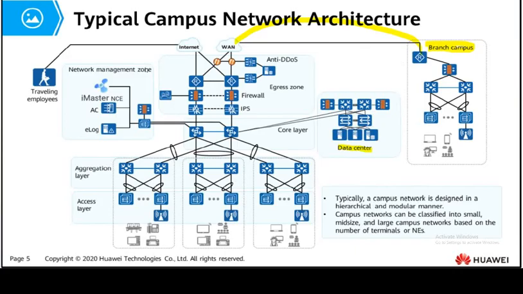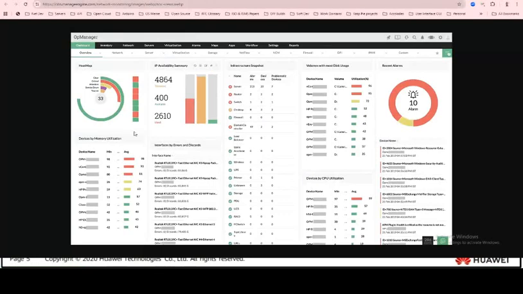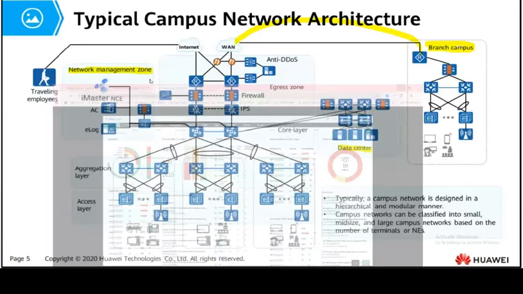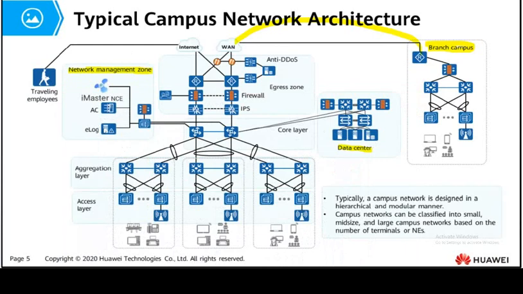Now, within the campus network, you'll also need to have what you call the network management zone. What is this zone? This is where you deploy servers which run network monitoring and management software. I showed you something like this. So where these services are running is on this network management zone. For instance, you can have iMaster NCE Campus running there.